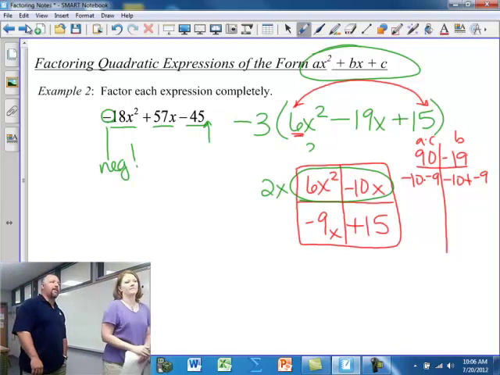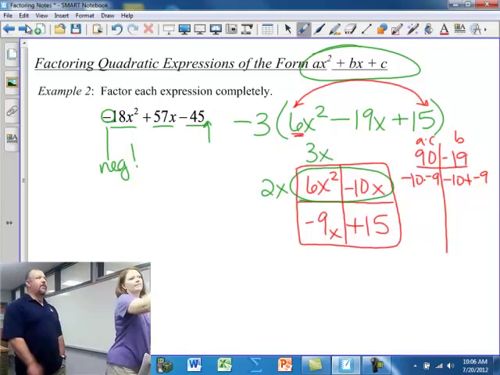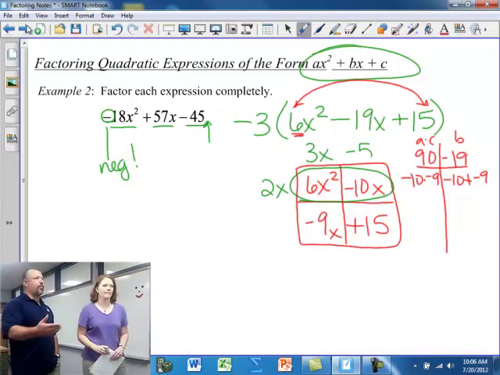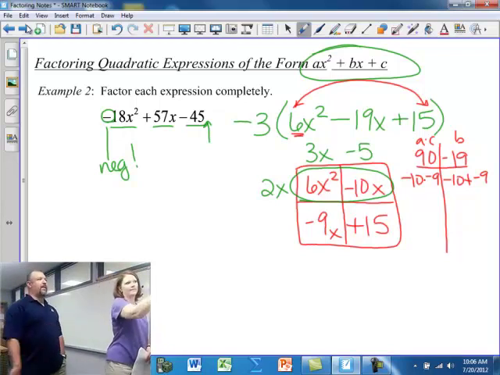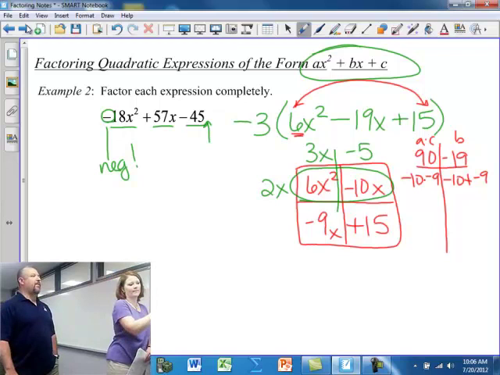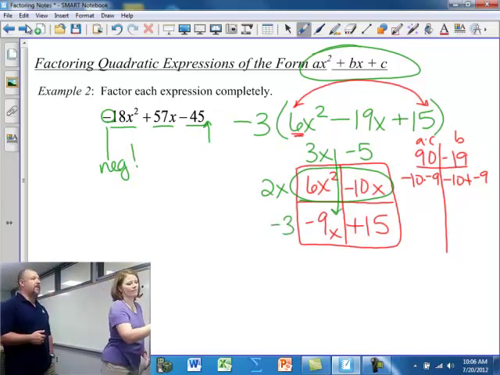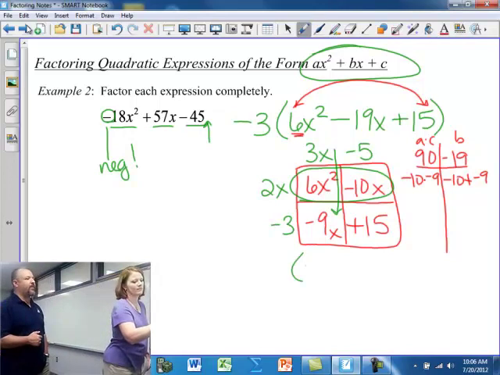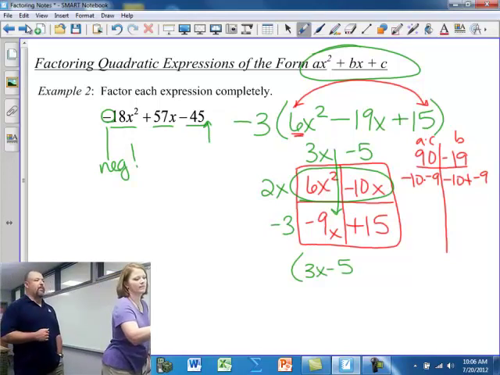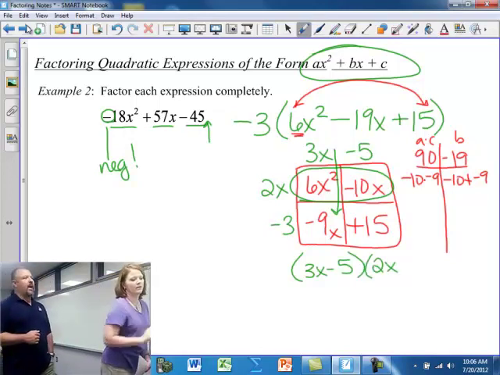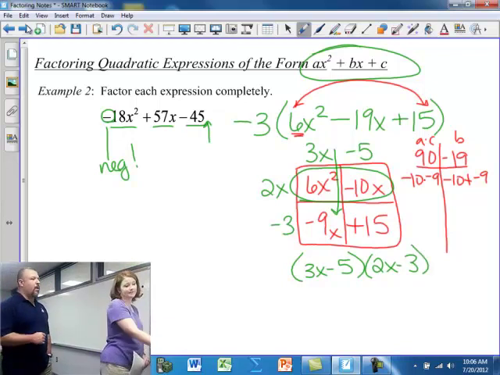We multiply 2x by the top, and that'd be 3x to make 6x squared. And 2x times the other side would be negative 5. Then 3x times something makes negative 9x, and that would be negative 3. So our factors are going to be the outsides of the box, 3x minus 5 and 2x minus 3. Again, if this does not seem very familiar at all, please go check out the PowerPoint. It explains it in better detail and more thoroughly.